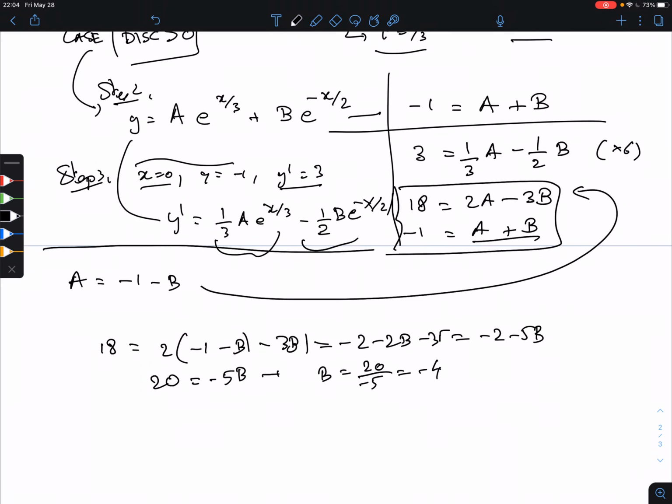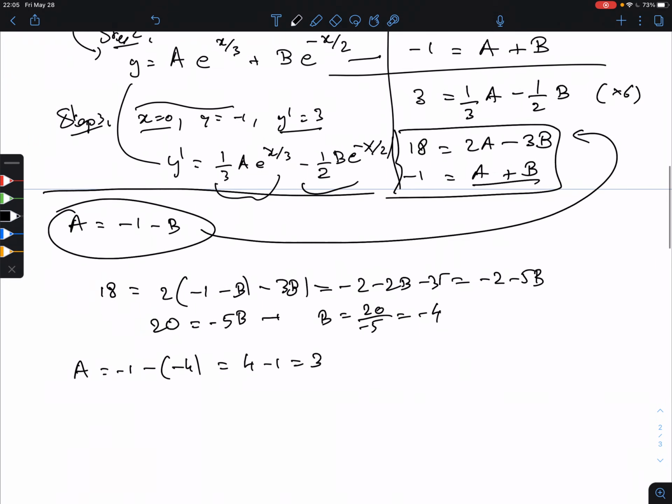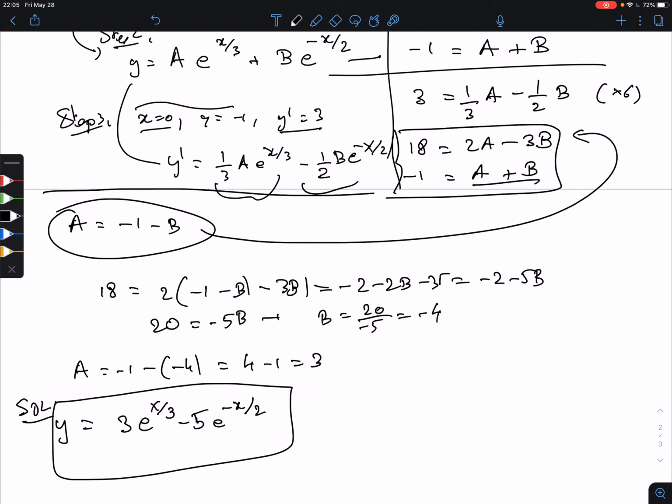And once I have that, I can plug it in already in this form. It makes it easy, right? Then we see that a is minus 1 minus minus 4. Be careful, that is 4 minus 1, that is 3. So our solution is y equals 3 times e to the x over 3 minus 4 times e to the minus x over 2. That's our solution. So this is rather simple, right? But we'll see now what happens when you have non-homogeneous equations.